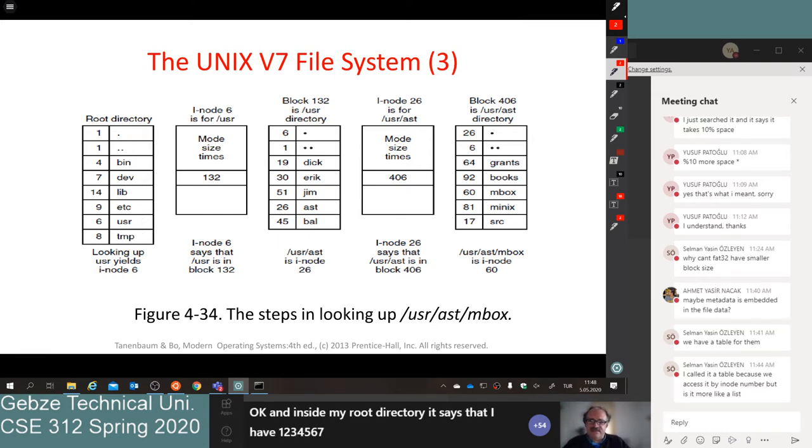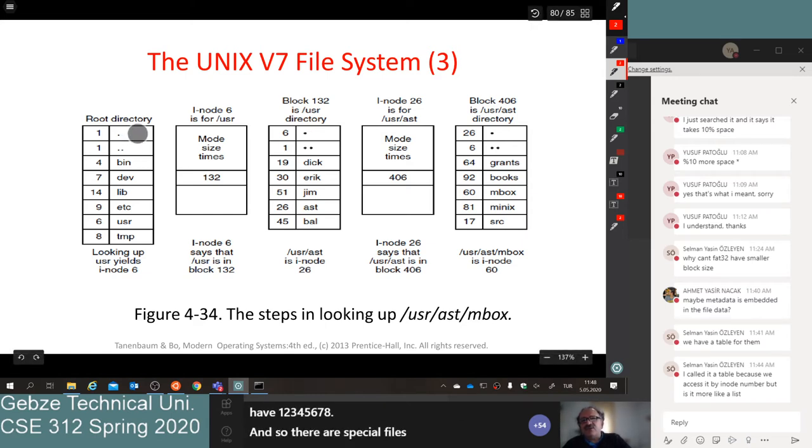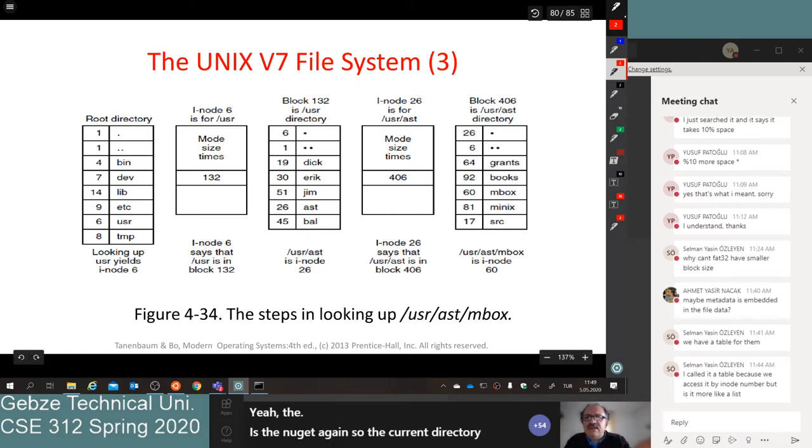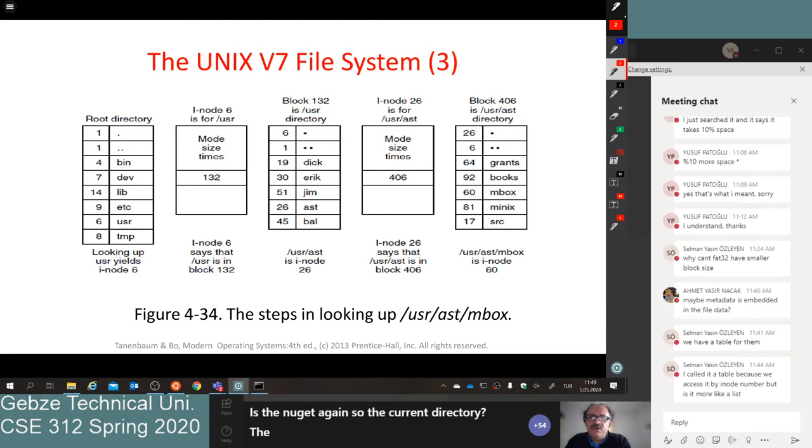And inside my root directory, it says that I have 1, 2, 3, 4, 5, 6, 7, 8 files. And two of them are special files. This is the current directory, this is the parent directory. The parent directory of the root directory is the root directory again. So the inode of the current directory, and the parent of the current directory, is one.